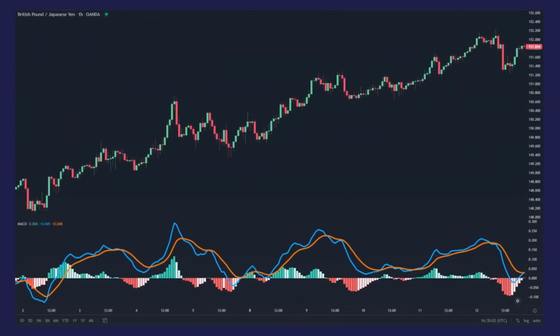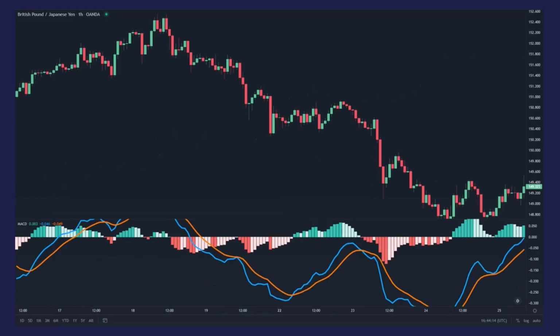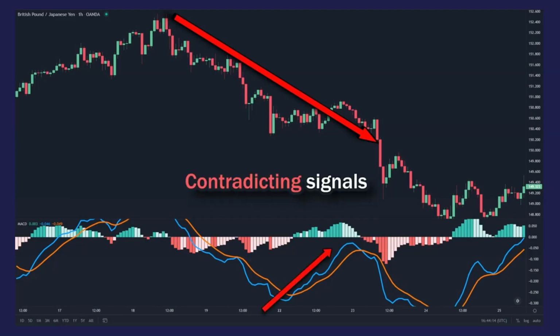Now, let's talk about the different strategies that you can use with the MACD indicator. First, a common mistake that traders make is that they use the indicator by itself. Let me show you why it's a bad idea to use the MACD alone. Here, we can see that the overall market is on a downtrend. However, the MACD is crossing over upwards. Notice how the signals are contradicting. The MACD is indicating a bullish momentum, but the market is on a downtrend.